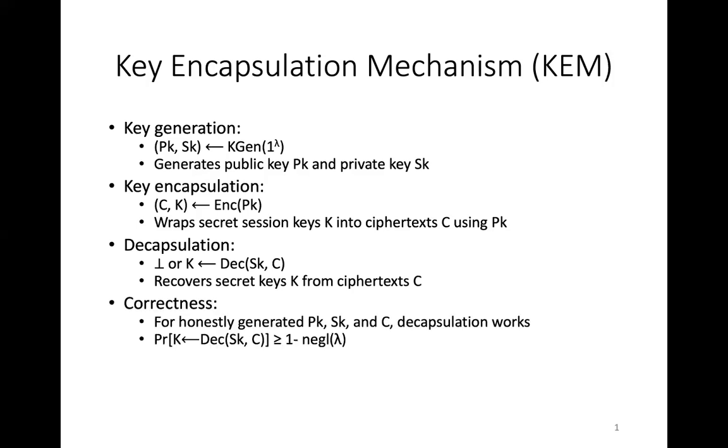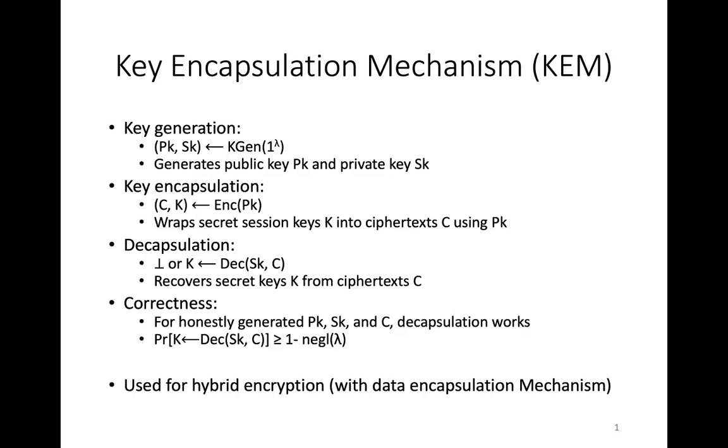For standard correctness, we require that for honestly generated public key, private key, and ciphertext, the decapsulation algorithm correctly returns the encapsulated session key K with overwhelming probability. KEM is often used with a data encapsulation mechanism to build a hybrid encryption. In terms of security of KEM, it is the standard requirement that the KEM should have CCA2 security, which stands for indistinguishability against adaptive chosen ciphertext attack.